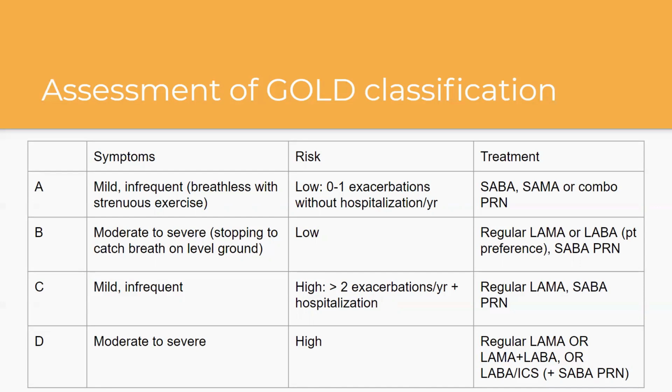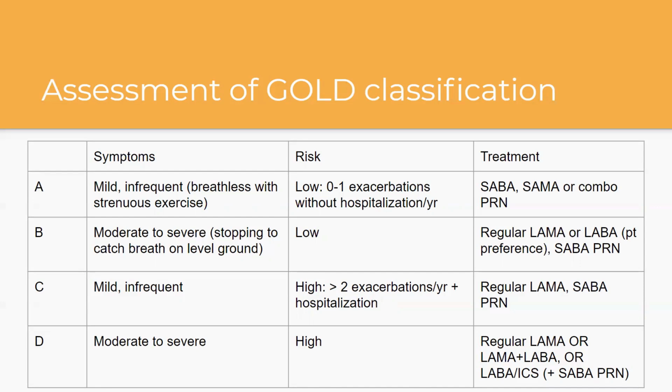And then level B is just they have more moderate symptoms, but they still are low risk, meaning that they haven't had any exacerbations, either 0 or 1 in the last year, and they've never been hospitalized. And that kind of gives you your treatment options of a LAMA or a LABA, which is a long-acting anticholinergic, as well as a beta agonist. And again, this is all in the handout if you want to download that.